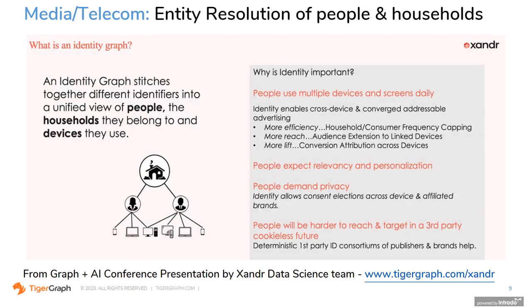I'm going to move on to the second case, and this is for Xandr. What they wanted to do was entity resolution of people and households. Xandr represents the AT&T family of companies. I think you now have Warner Media. So you see at the bottom here all the different types of digital devices that people now use to engage with their content. They have mobile phones, laptop computers, smart TVs, and tablets. And people, depending on how they're accessing, may actually have a different login ID.